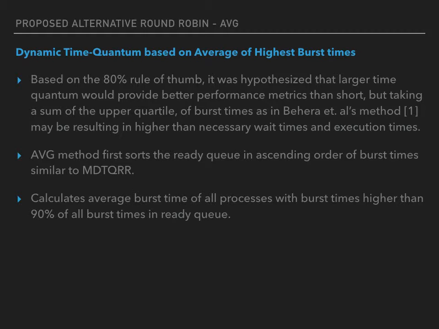So we first sort the ready queue in ascending order of burst times, similar to Behera. But then instead of taking the sum of all in the upper quartile, we calculated the average burst time of all processes with burst times higher than 90% of all burst times in the ready queue. So we took that top 90%, took the average, and then set the time quantum for all of the processes in the ready queue to that average.